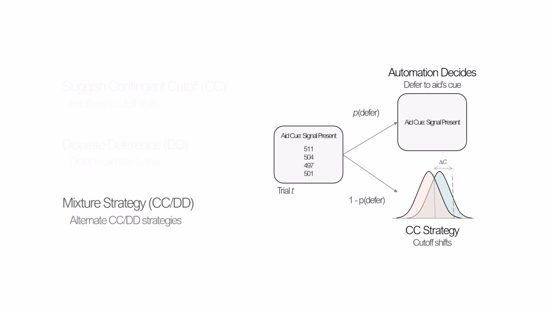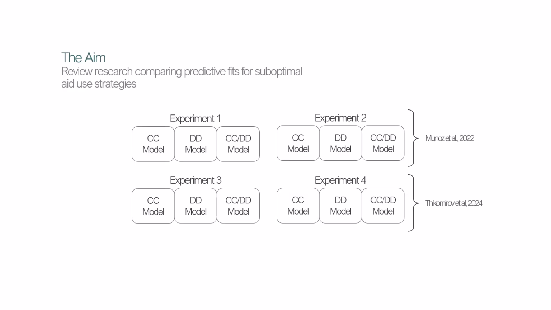A third strategy is sort of in the middle of the two. It assumes that for some trials, the operator simply does what the aid says, and for the others, they engage in a process of contingent cutoff strategy. In this talk, we're going to review data from 4 experiments where the predictive fit of each of these strategies was compared. Across experiments, we recruited our participants from the Prolific academic pool, and they completed all of the experiments entirely online.